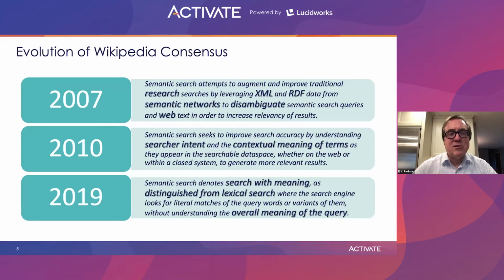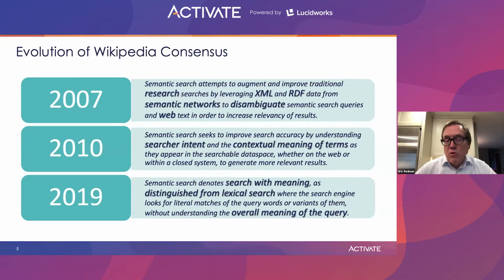I find these interesting. Back in 2007, it was very much focused on linked data and the web, and using the web to do research in XML and RDF. So a very specific thing. We're going to do a better job of organizing data on the web, and that will improve our ability to do research. Then in 2010, this first sentence really evolved, and now it's more focused on searcher intent and the contextual meaning of terms in a query.